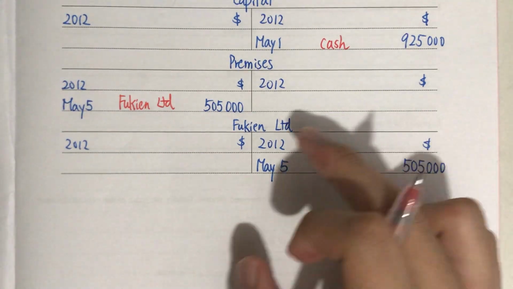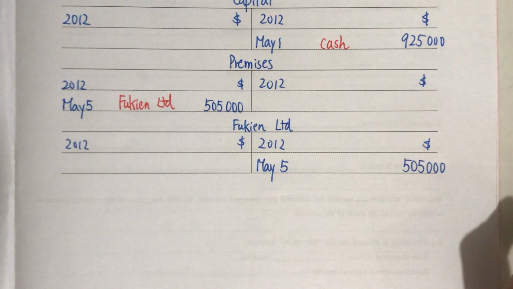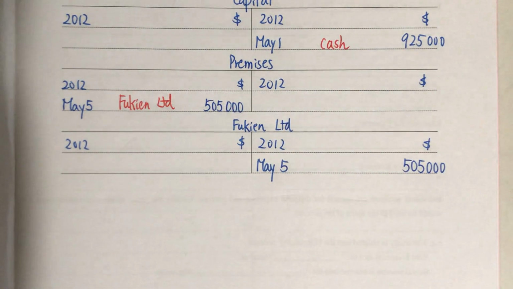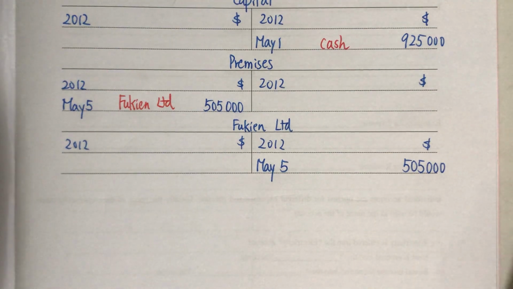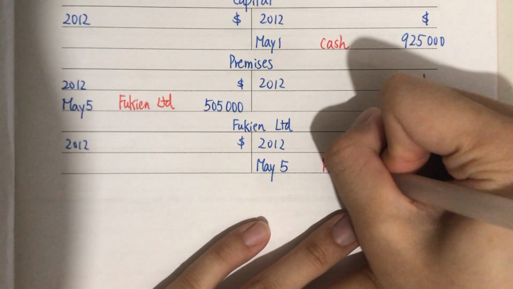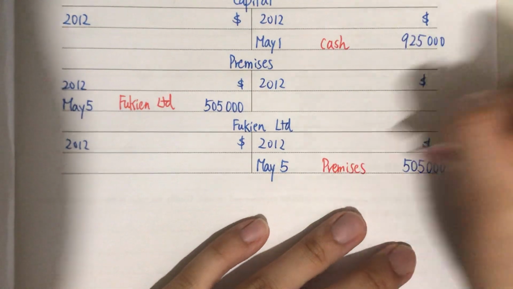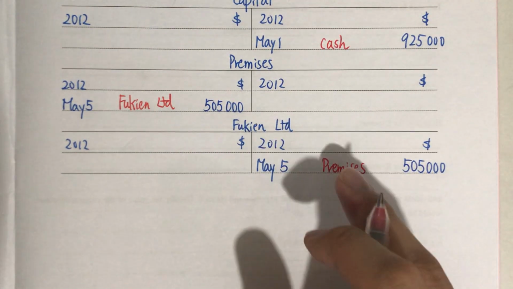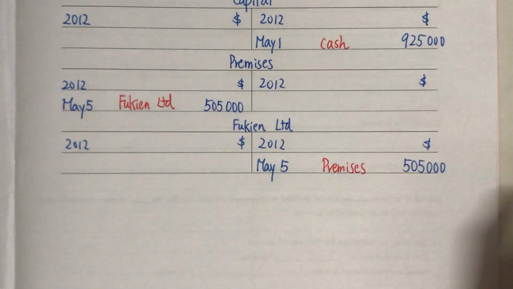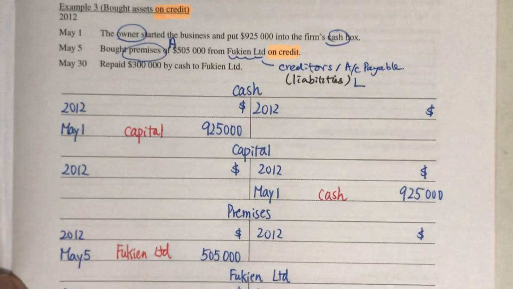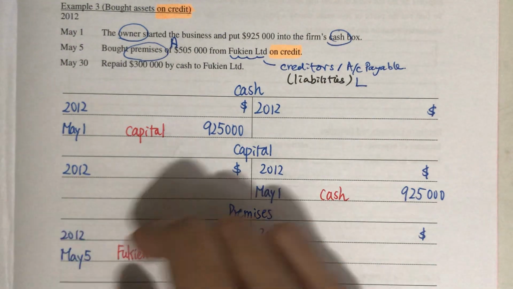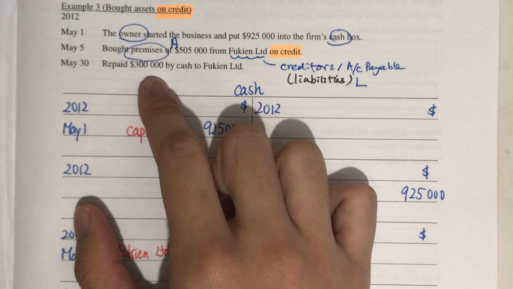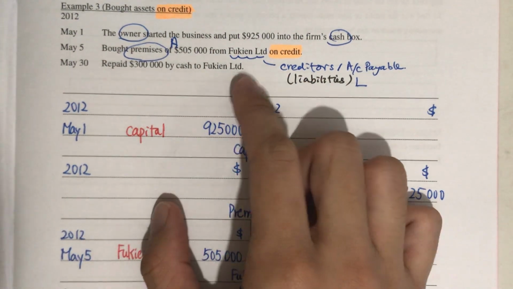And for the Fokin Limited account, you will see why we have this kind of liability, what transaction we did before. Then you will find out that it is because we bought the premises from Fokin Limited on the 5th of May, so we put premises in the Fokin Limited account. Okay, for the last event, you will see on the 30th of May, we will pay the Fokin Limited by cash.